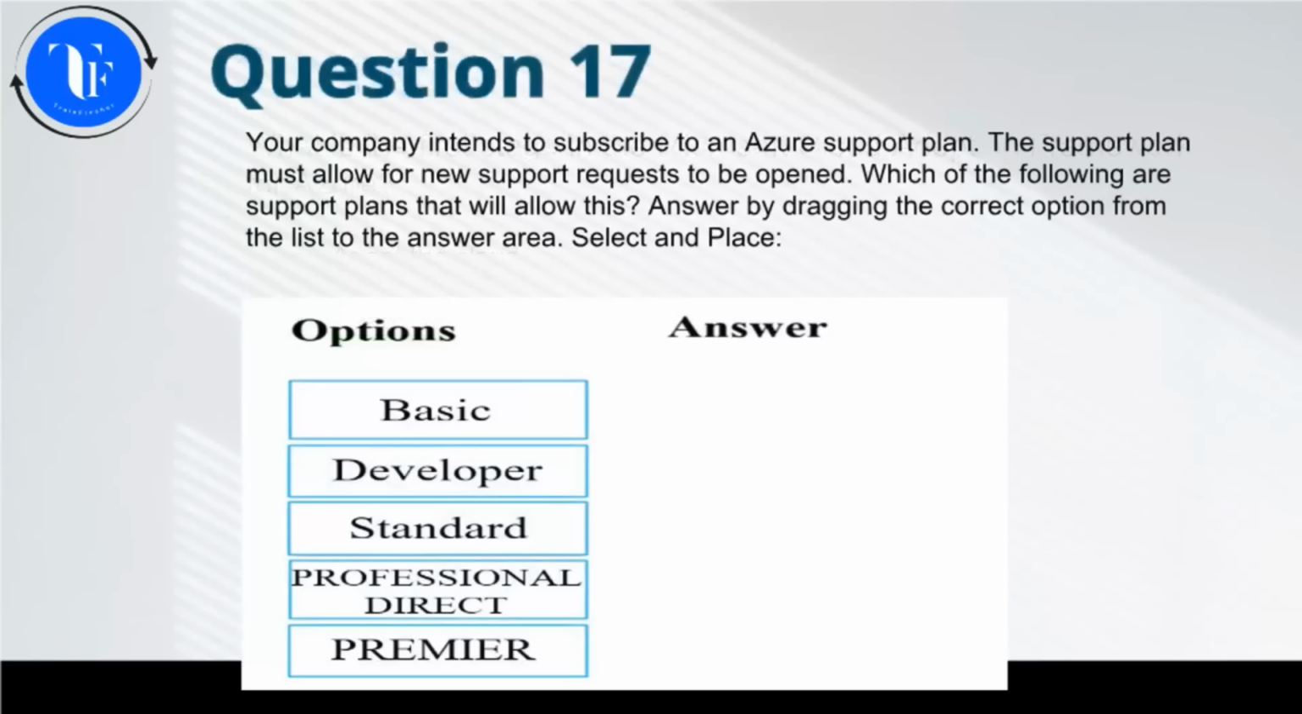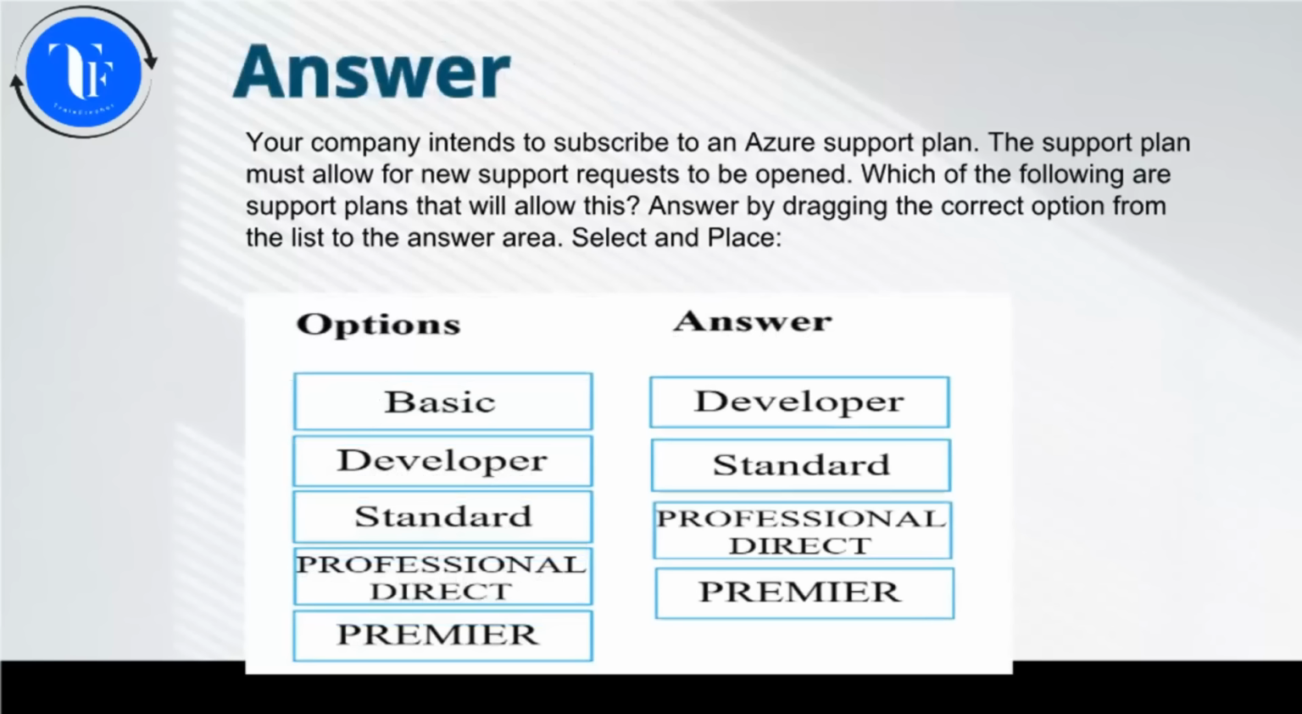Question 17. Your company intends to subscribe to an Azure support plan. The support plan must allow for new support requests to be opened. Which of the following are support plans that will allow this? Answer by dragging the correct option from the list to the answer area. Select and place. Basic, Developer, Standard, Professional, Direct, Premier. Developer, Standard, Professional, Direct and Premier plans allow new support tickets.